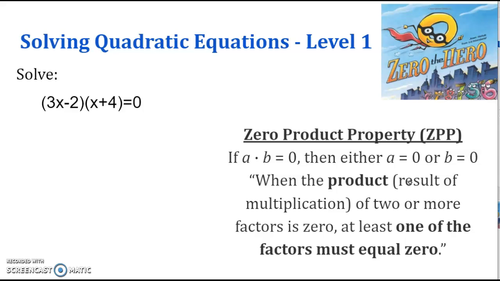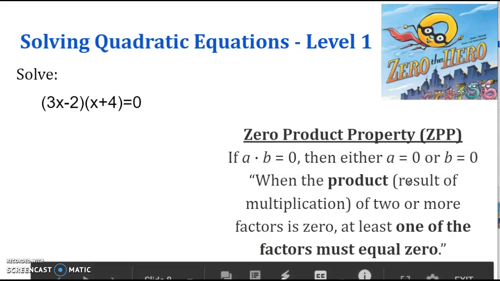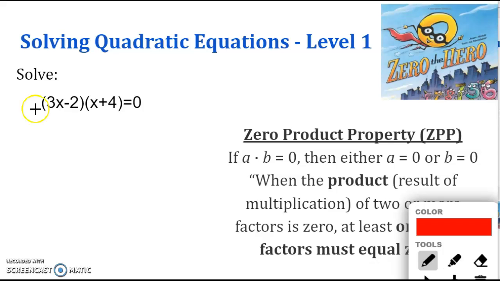If a multiplied by b is equal to 0, then we can conclude that either a is equal to 0 or b is equal to 0, or maybe even both. When a product, the result of multiplication of 2 or more factors, is 0, at least one of the factors must equal 0. So for this equation, either the first parenthesis has to be equal to 0, or the second parenthesis has to be equal to 0.